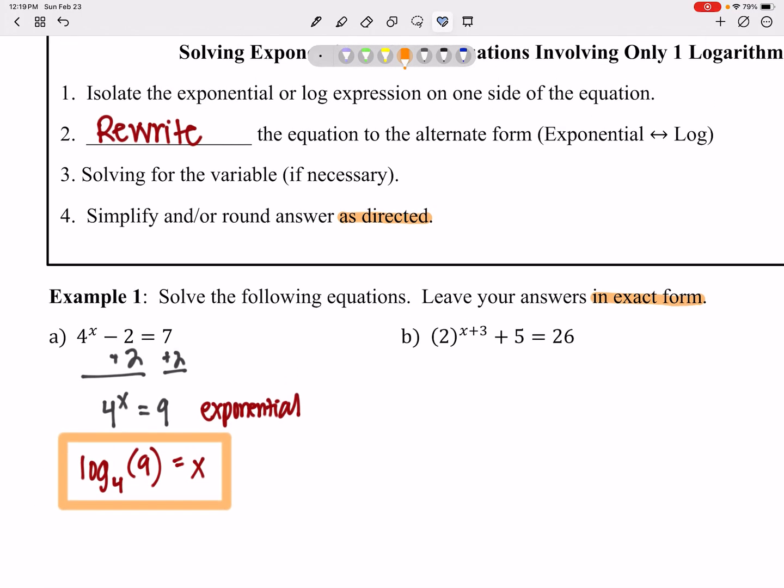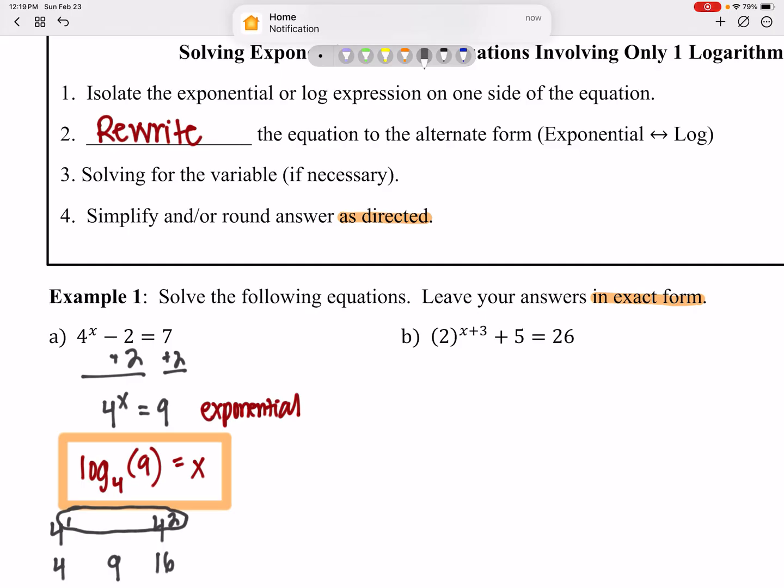Now log base 4 of 9 is just some value that's between 1 and 2. And that's because, quick reminder, 4 to the first is 4, and 4 squared is 16. 9 is between 4 and 16. So x is going to be between 1 and 2.